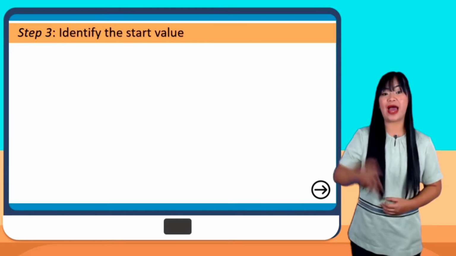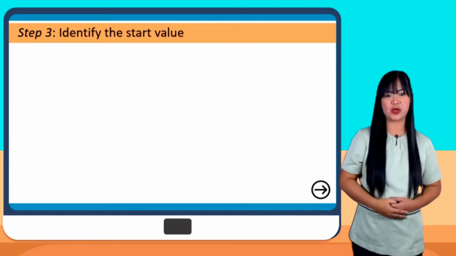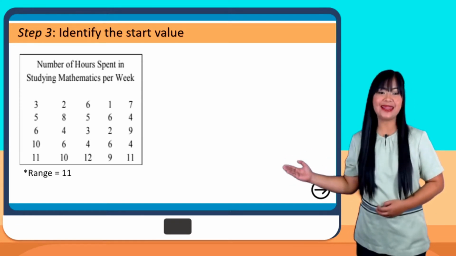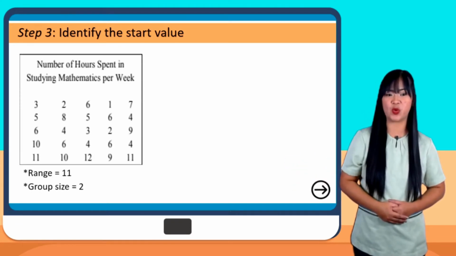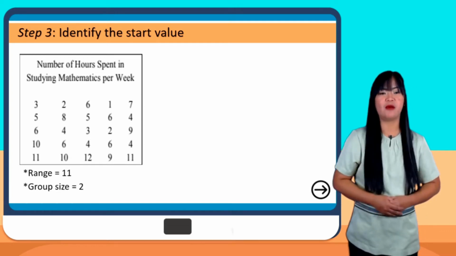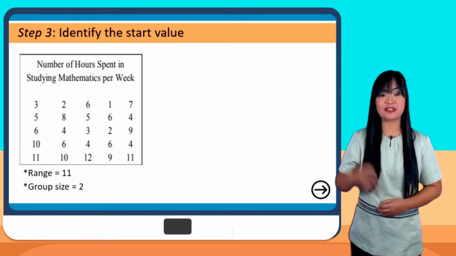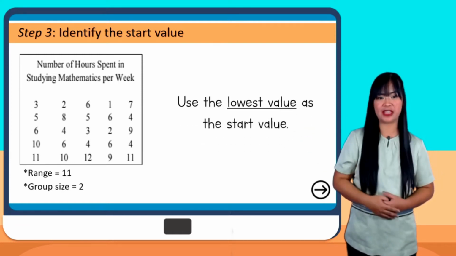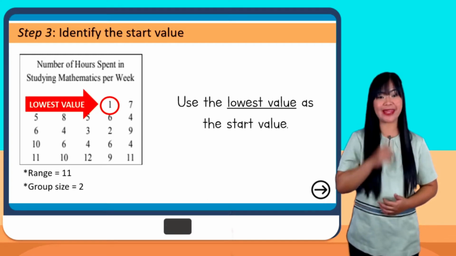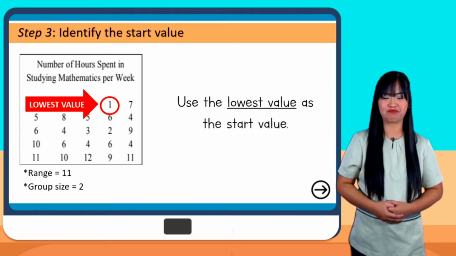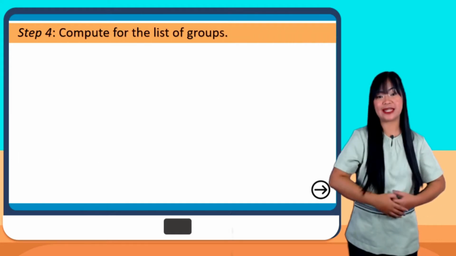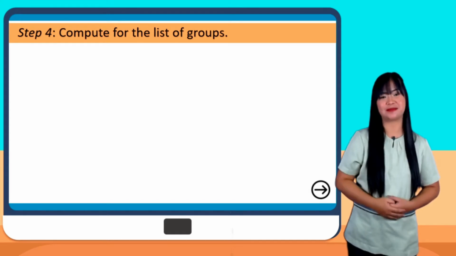Next step is to identify the start value. We have computed the range, which is 11, and the class size S, which is 2. Now, we need to identify the start value. More often, we use the lowest value as the start value. Since the lowest value is 1, we use 1 as the start value. Can you follow? Listen more carefully. Focus and as much as possible, take notes.